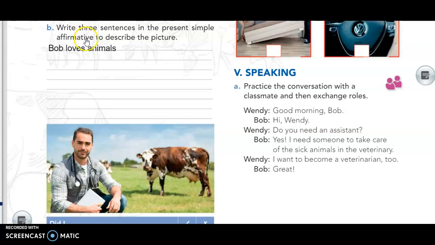Good morning, Bob. Hi, Wendy. Do you need any assistant? Yes, I need some help to take care of the sick animals in the veterinary. I want to become a veterinarian too.